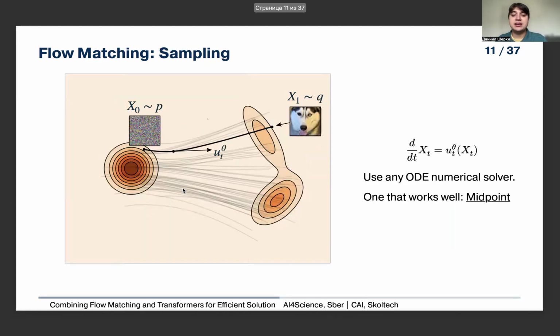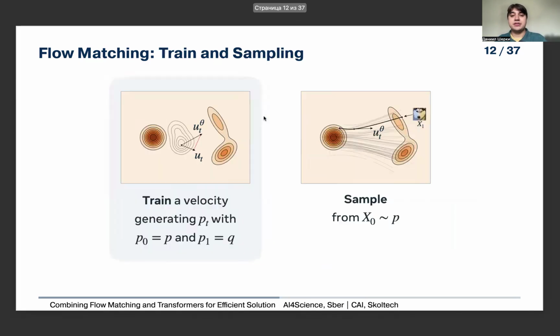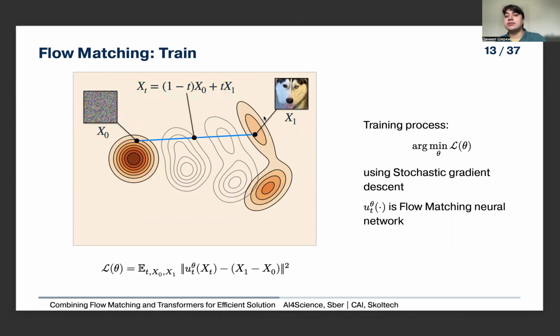Next, training a flow matching model and sampling from the learned distribution. Sampling proceeds by solving an ordinary differential equation, ODE, with standard solvers like midpoint at every time step t from 0 to 1. The model predicts the velocity, the direction in which to move so that the current point reaches t equal 1. Now, about training. For each data point, we linearly interpolate between a noise sample and real data. So xt equals this interpolation in time, and the loss function is this equation where x1 minus x0 is the true velocity and u theta is the model prediction.